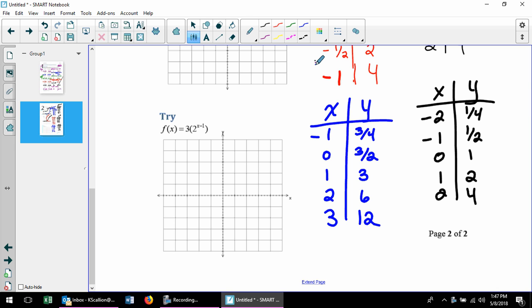Hey, where's my asymptote? Where's my asymptote? 0. Did I have any vertical shift? No. That's the only thing that's going to affect that asymptote, the vertical shift. So my asymptote is still going to be at x equals 0. I'm being a wild child just because I'm trying to not hate this technology. And I'm just going to graph that function. So -1 and 3/4, 0 and 1.5, 1, 3, and I'm off the grid.